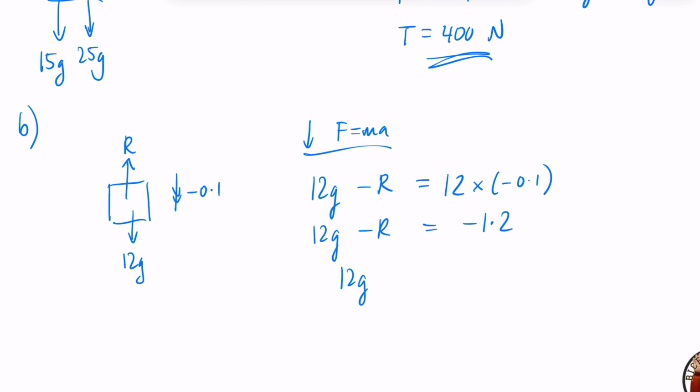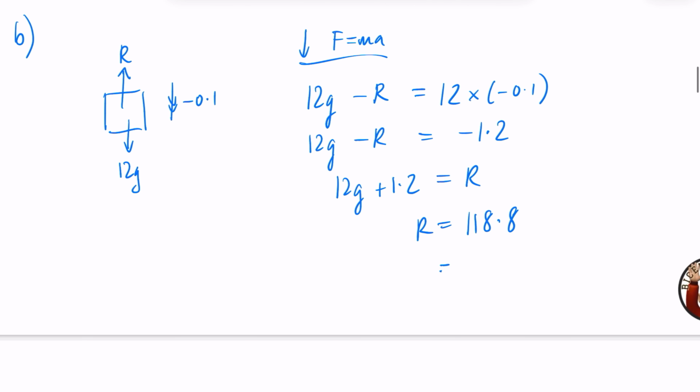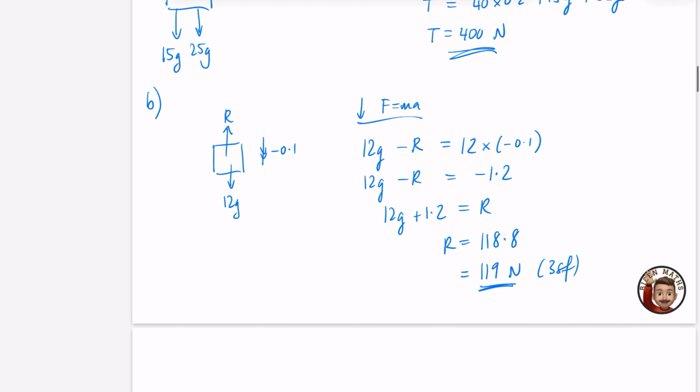So if I do the 12g plus the 1.2 and I put the R onto that side, the normal reaction is 12 times 9.8 plus 1.2, which is 118.8 newtons. Now, for mechanics, you should not do something to this level of accuracy. You must round it to 2 or 3 significant figures. So I'm going to do 3 significant figures, and I will go with 119 newtons for this.